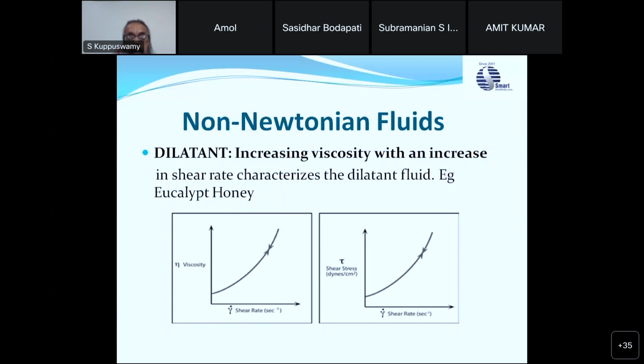What is dilatant? Increasing viscosity with an increase in shear rate characterizes the dilatant fluid. Example, eucalypt honey. It's basically honey. So viscosity versus shear rate, it increases. Shear stress versus shear rate, it increases.